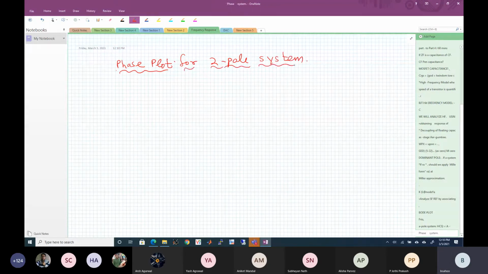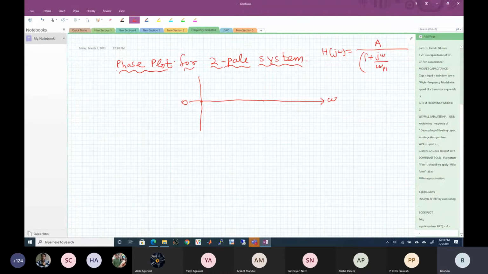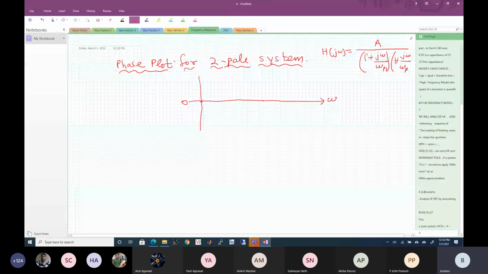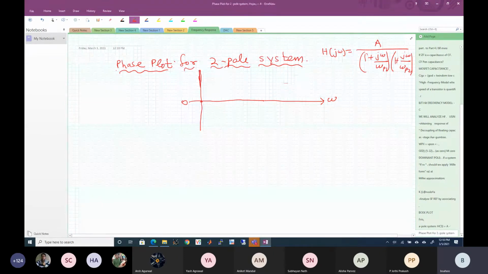So what will happen is, it goes to omega at 0. We know that H of j omega equals A divided by 1 plus j omega by omega P1, times 1 plus j omega by omega P2. I hope you know why we are writing j omega: because we are plotting along the j omega axis. We are sweeping the frequency. That's what you do in the lab. Your signal generator is sweeping along the j omega axis. That's all it is doing. So at omega equal to 0, these terms vanish.